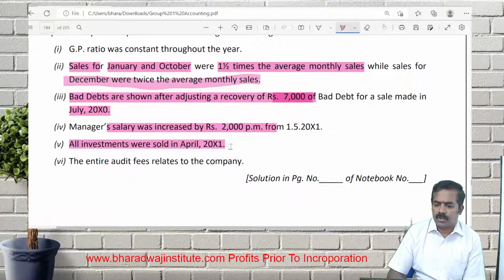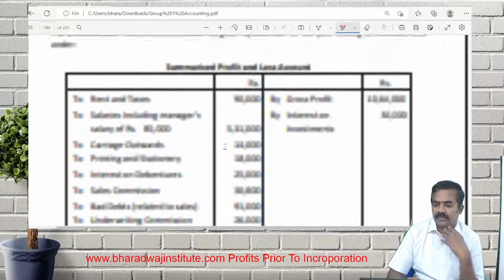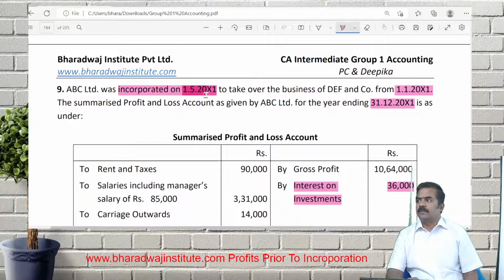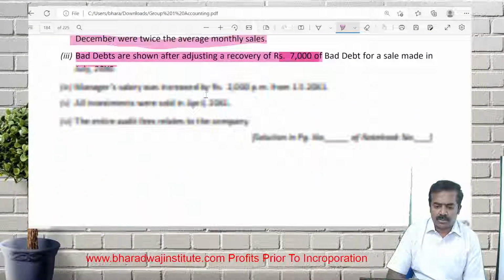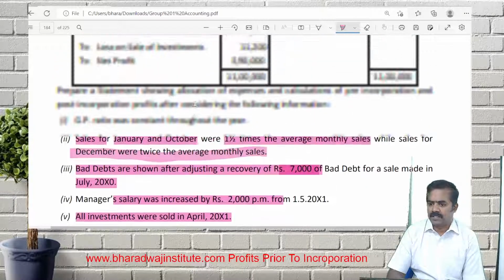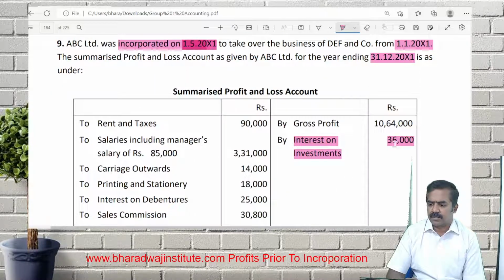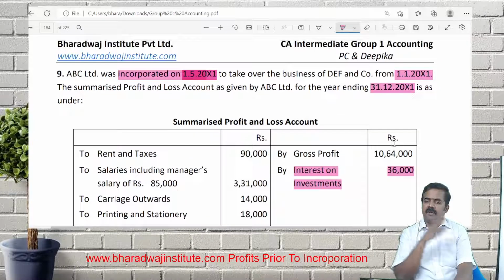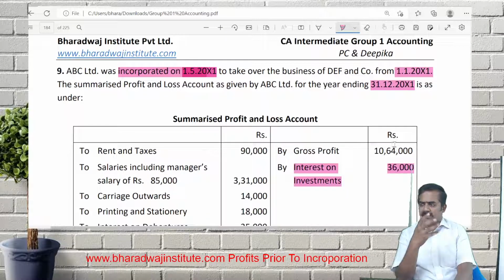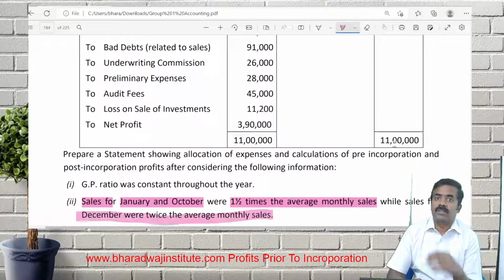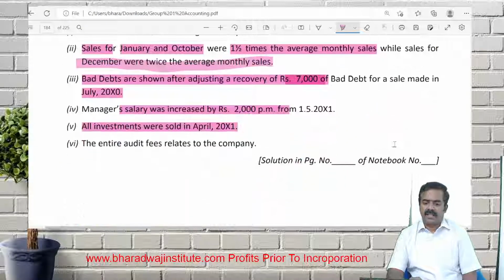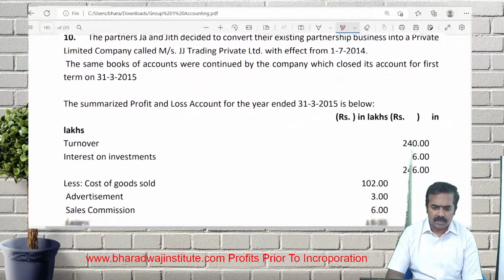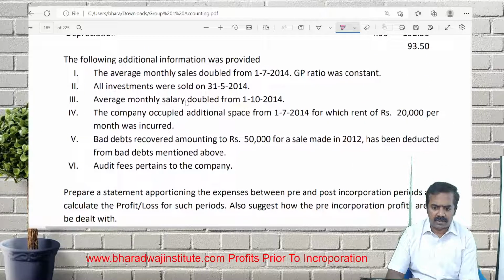All investments are sold in April. When the company was incorporated? 1st May. Investments were sold in April itself. So, this interest on investments belongs to which period? Pre-incorporation period. If nothing would have been given, you would have taken time ratio. Since it's clearly mentioned, all investments were sold in April month itself, we will take it for pre-incorporation period. Then, try to work out this question and the 10th question.